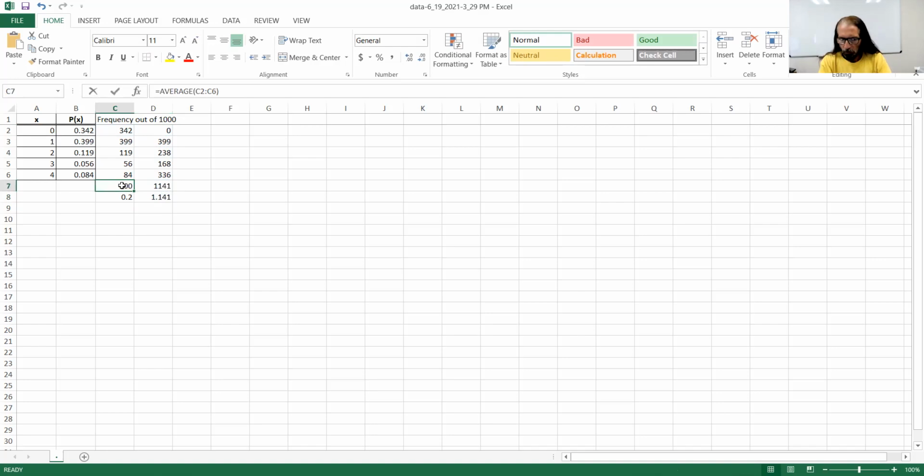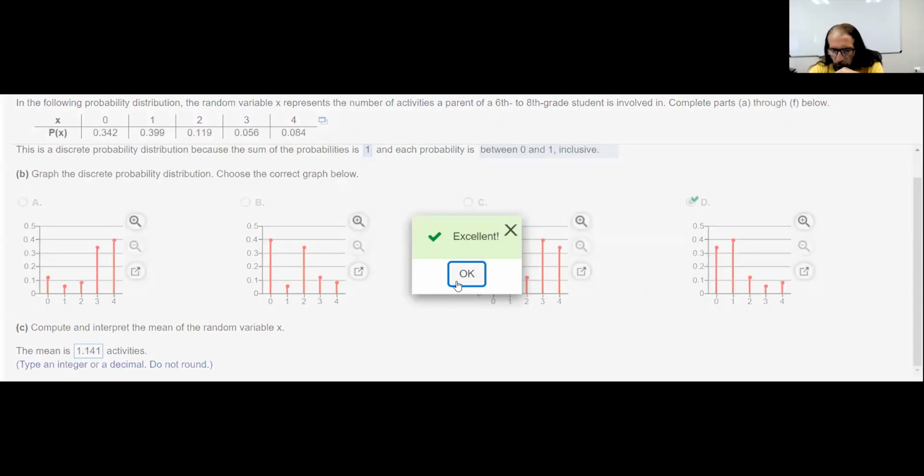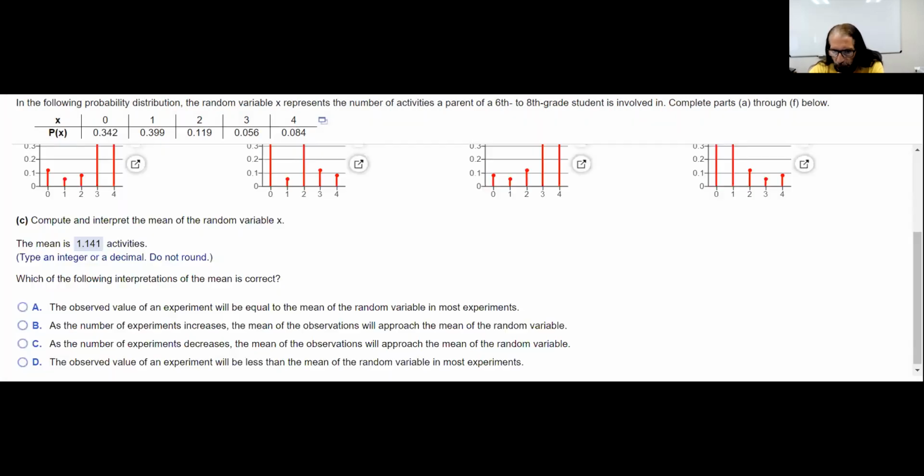So I should not have been doing that here with the frequencies. All right, so we should have 1.141 for the mean. Okay, I've got it typed in. It says do not round, checking the answer, and now it's good. Okay, well, what else could we have done?